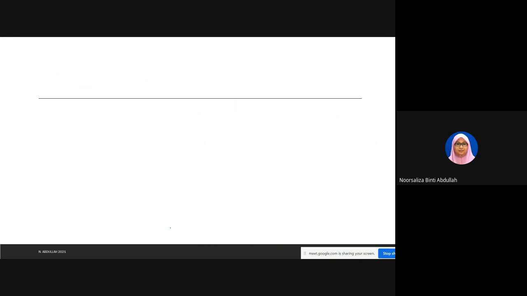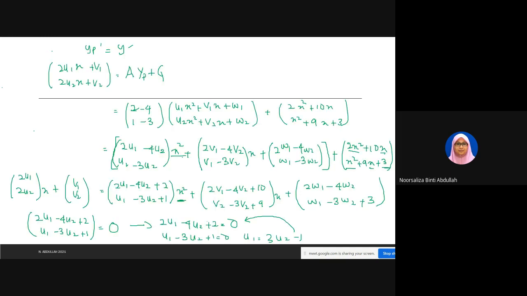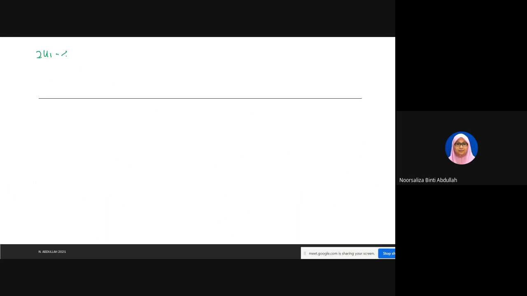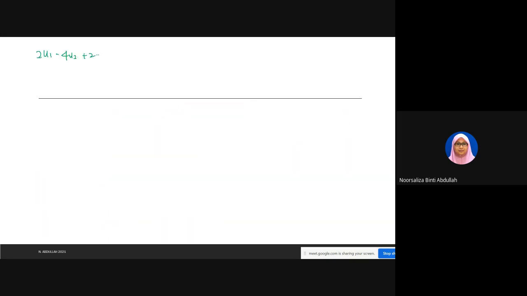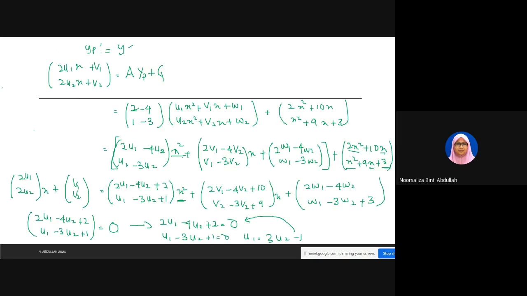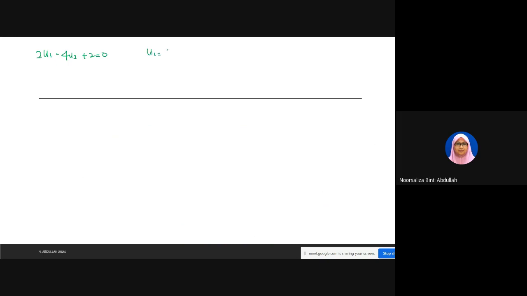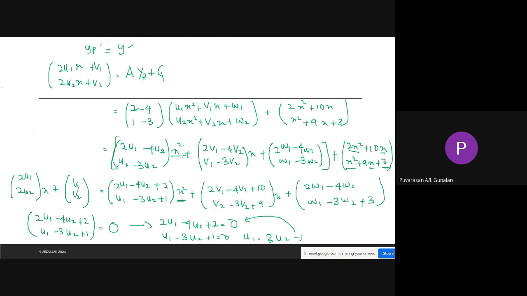Here you have 2u1 minus 4u2 plus 2 equals to 0, and the other one is u1 equals to 3u2 minus 1. So you substitute this one into these equations. Then you have 2 times 3u2. Doctor, may I look at the slide next to this for a moment?